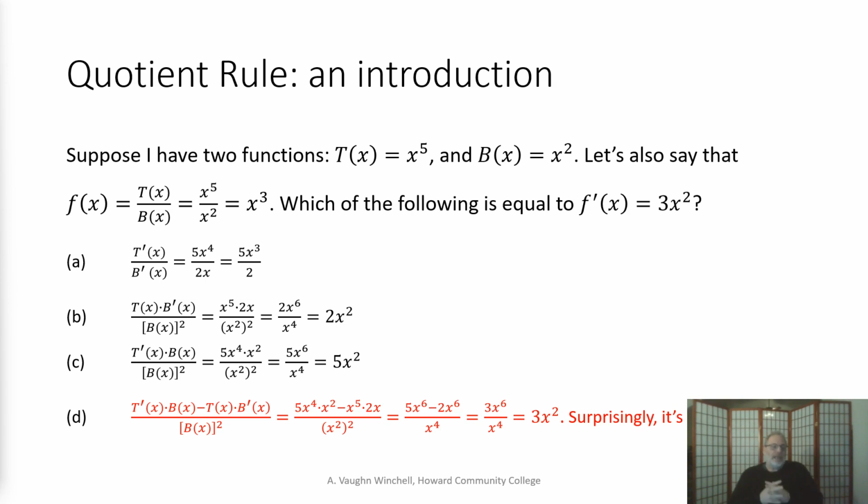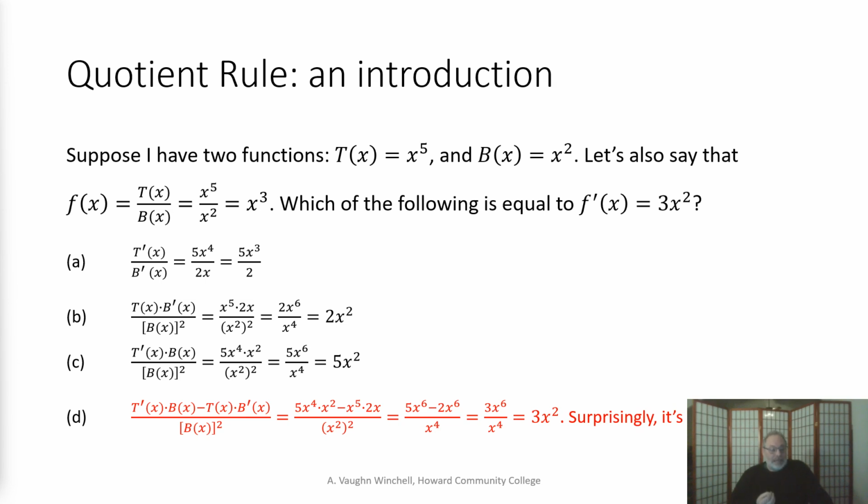So is it choice A, derivative of the top over derivative of the bottom? Well, that would be 5x to the fourth over 2x, which would simplify to 5x to the third over 2, and that is not the same as 3x squared. That must not be how the quotient rule works. I tried some complicated things, B and C. They didn't work out. B and C are two parts of what the eventual quotient rule turns out to be.